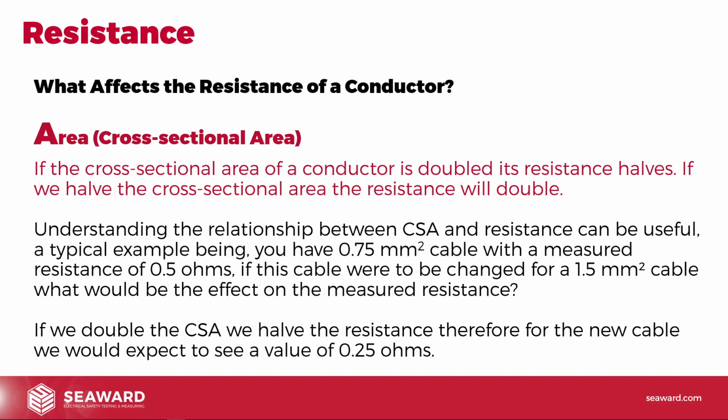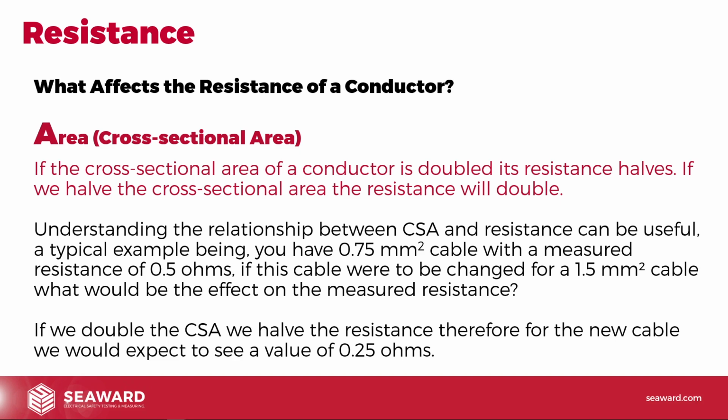Understanding the relationship between cross-sectional area and resistance can be useful. A typical example: you have a 0.75mm squared cable with a measured resistance of 0.5 ohms, half an ohm. If this cable were to be changed for a 1.5mm squared cable, what would the effect be on the measured resistance?